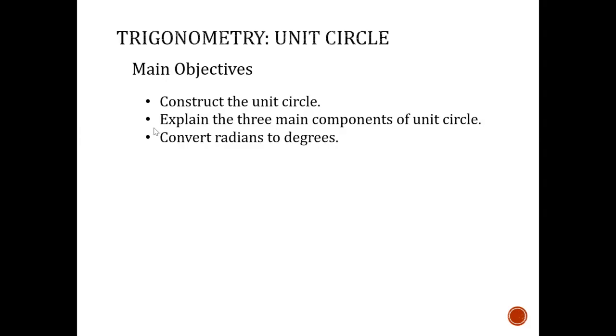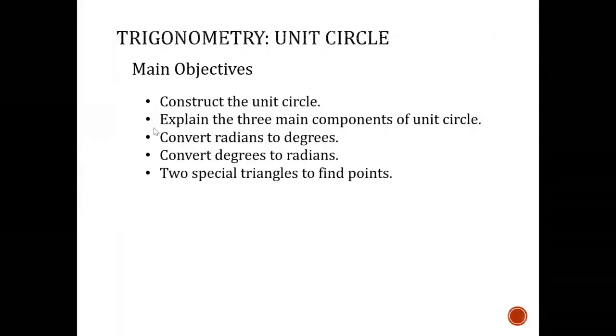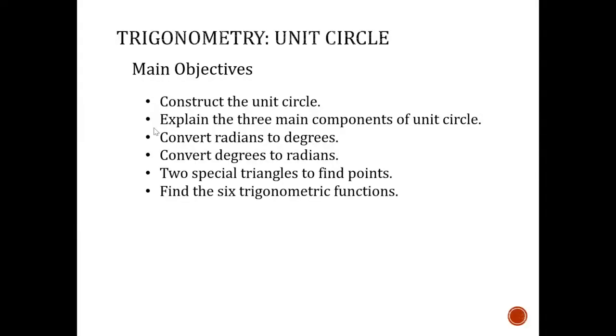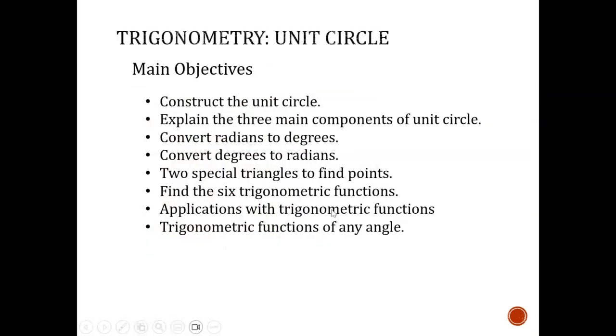Construct the unit circle, explain the three main components of the unit circle, convert radians to degrees, convert degrees to radians. There are two special triangles to find points. Find the six trigonometric functions, applications with trigonometric functions, and trig functions with any angle.